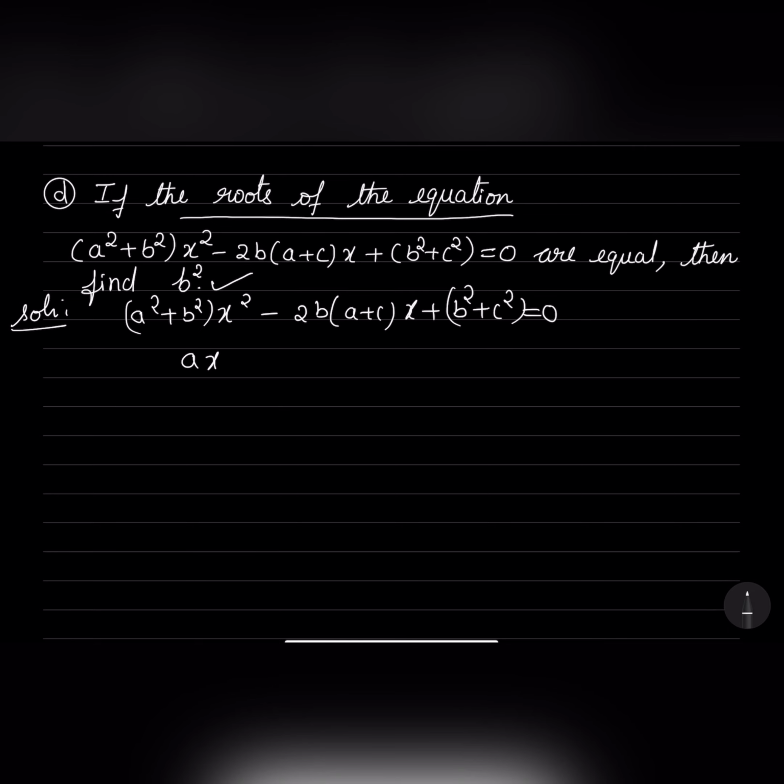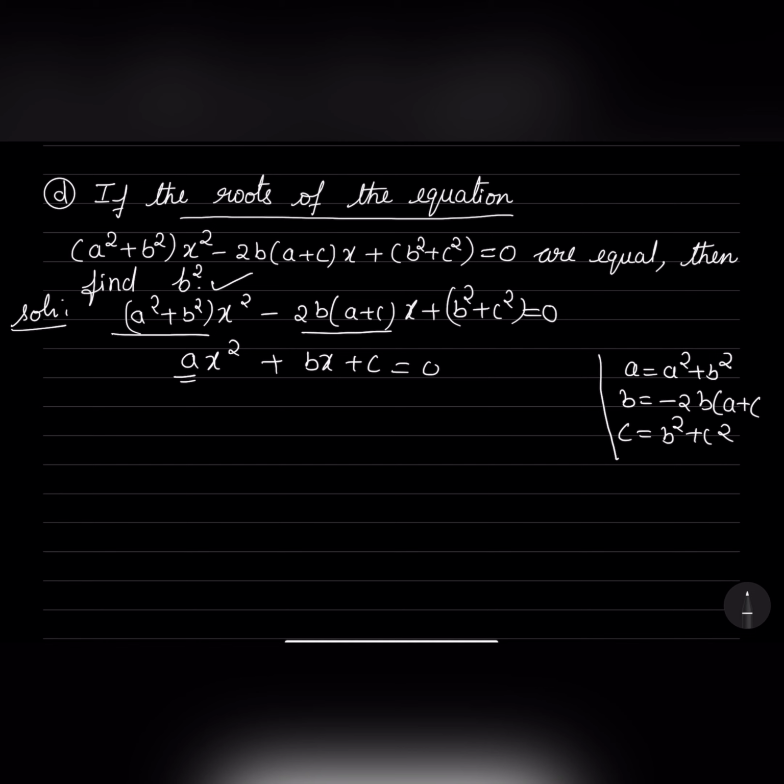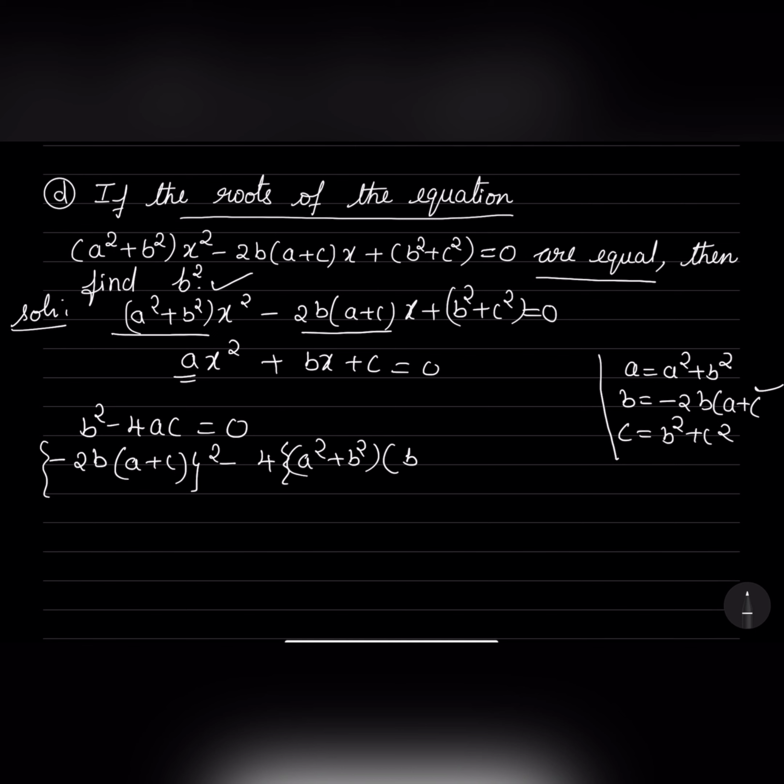Let us compare this with ax square plus bx plus c equal to 0. So, a is equal to a square plus b square, and b is equal to minus 2b into a plus c, and c is equal to b square plus c square. Here the roots are equal. Therefore, the discriminant, that is b square minus 4ac, equal to 0. Let us substitute that. We have minus 2b into a plus c whole square minus 4 into a square plus b square into b square plus c square equal to 0.